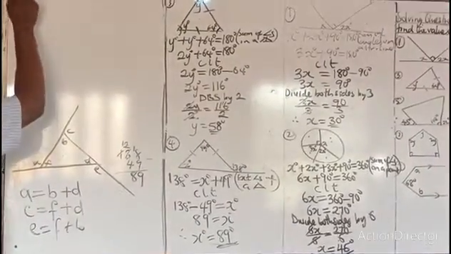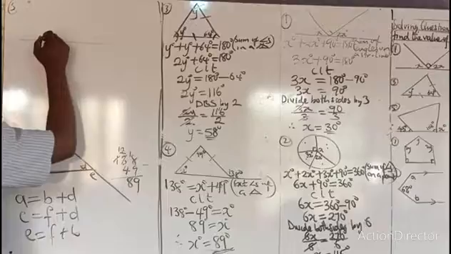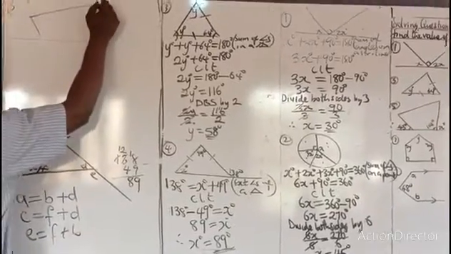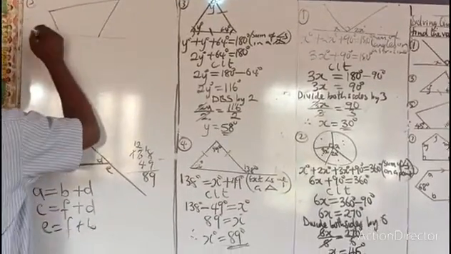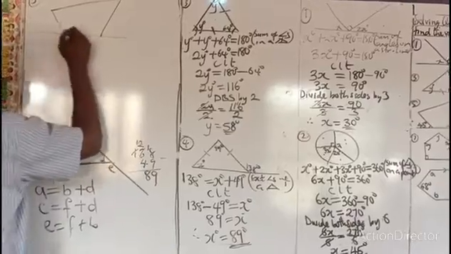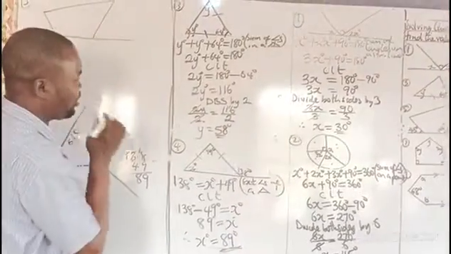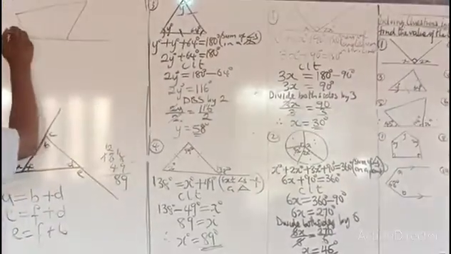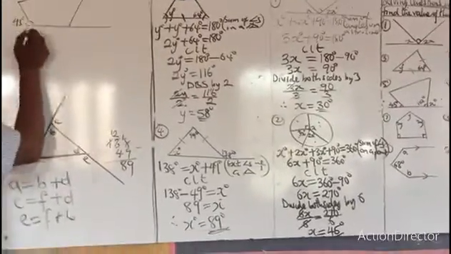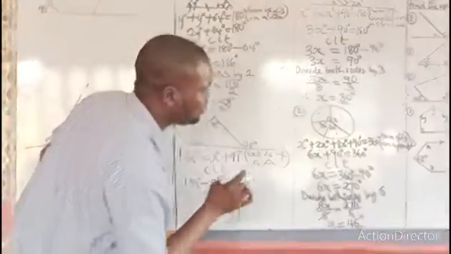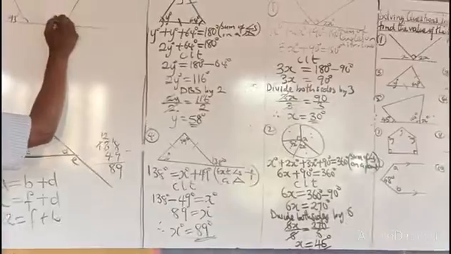Okay, let's look at the next one. The next one is very simple, but you have to be smart. You must understand the concept of what? Angles. 43 degrees. What do I have there? 102.